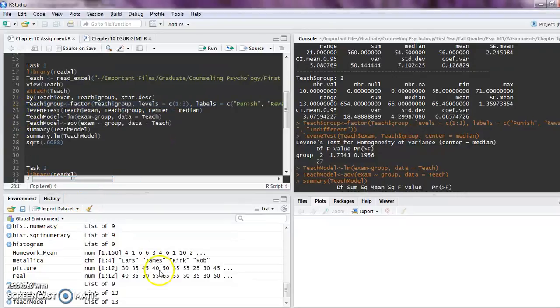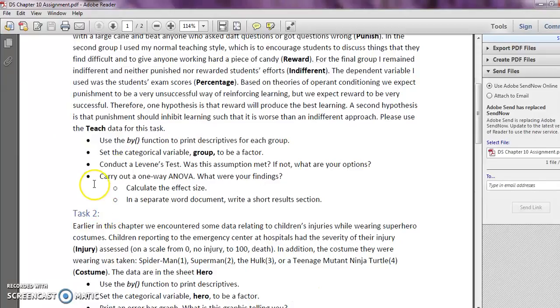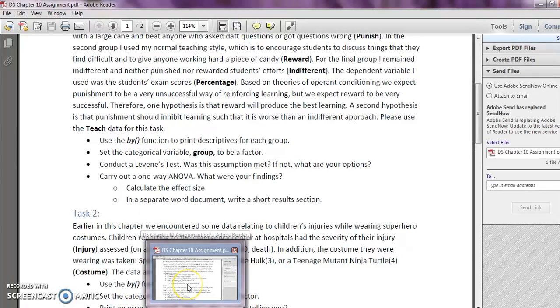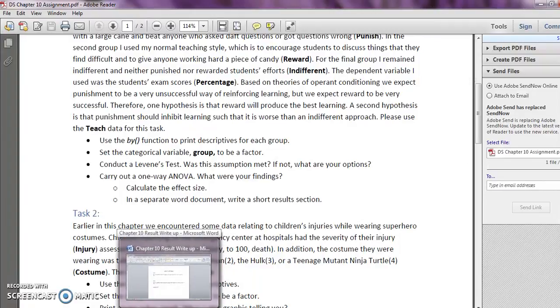Then we had to conduct a Levene's test. The purpose of a Levene's test is to test the homogeneity of variances. And one of the assumptions of the ANOVA is homogeneity of variances, the variance of the data.